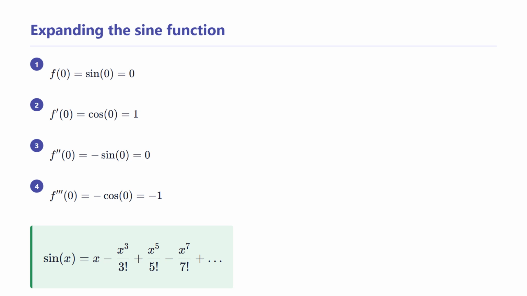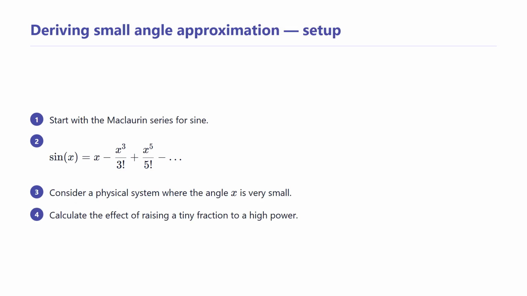Plugging our non-zero terms into the formula gives us the Taylor series for sine, containing only odd powers of x. This perfectly matches the fact that sine is an odd function. So we have proven that the sine function can be written as an infinite polynomial.